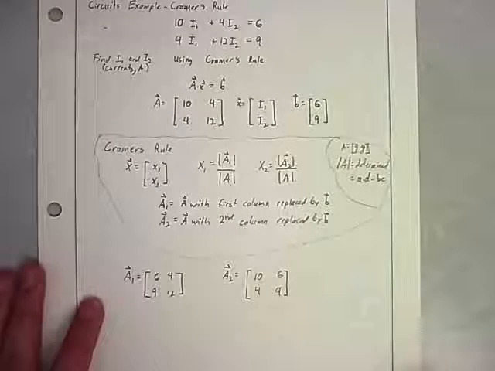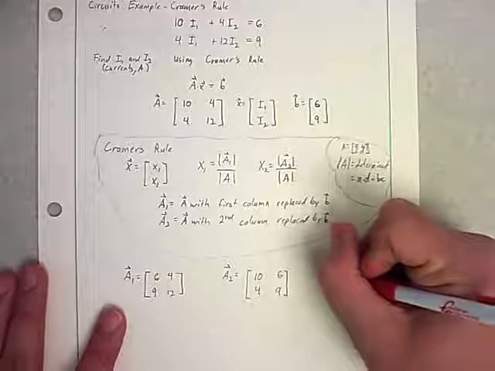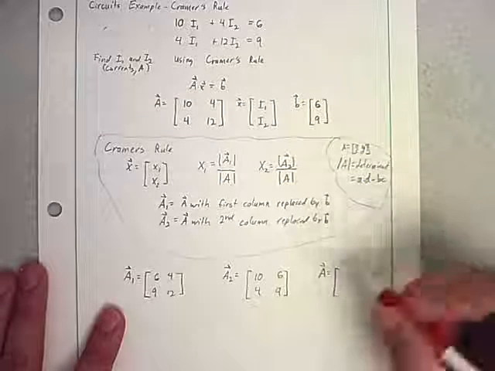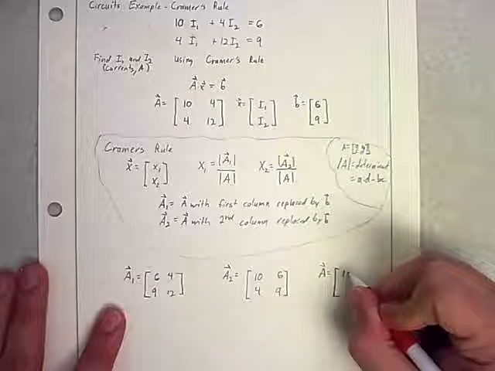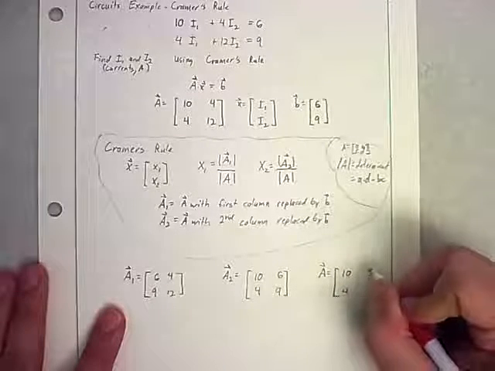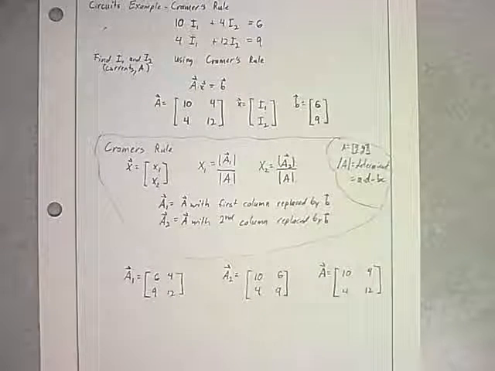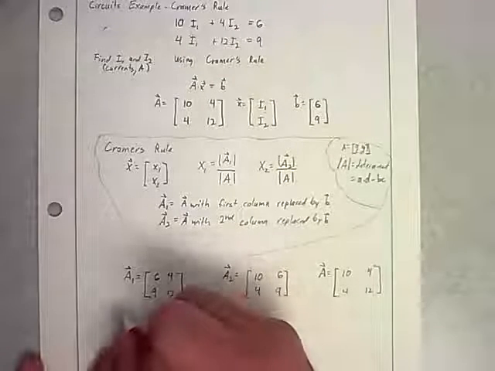Alright. Then I've also got, I'm going to write it down here just because we're doing everything else, that A is still 10 and 4 and 4 and 12. I probably should have written it first. So I know to get these answers going forward, I'm going to have to get the determinant of each one of these. So let's go ahead and do that.